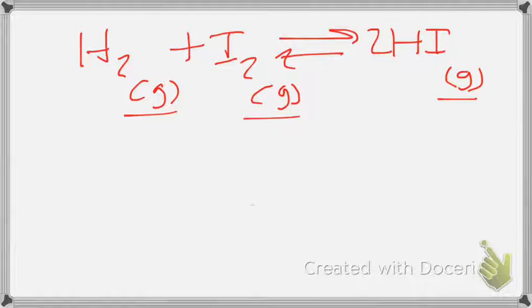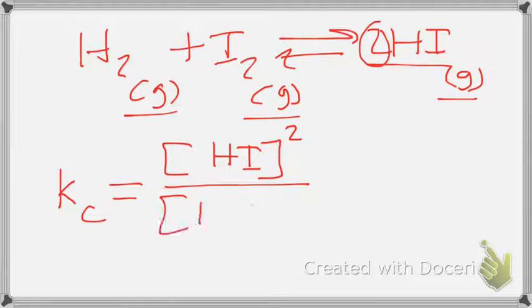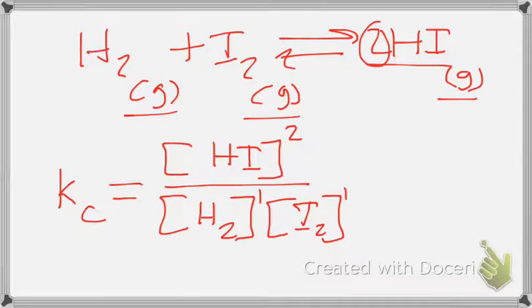these particular substances. So I'm going to write that Kc, our equilibrium constant, is equal to, remember we're going to do the products first, so we're going to do the concentration of HI, and we're going to raise it to the second power because the coefficient is 2, divided by the concentration of our reactants, which is H2, and it's to the first power, and I2, and it is also to the first power. So that's how we would write the equilibrium constant expression for this particular reaction.